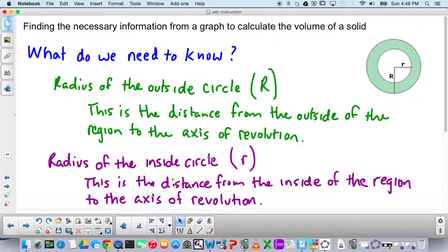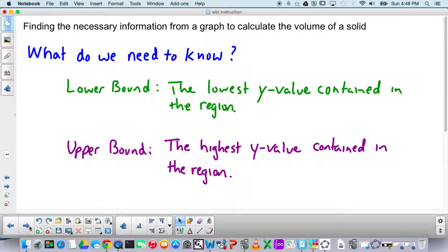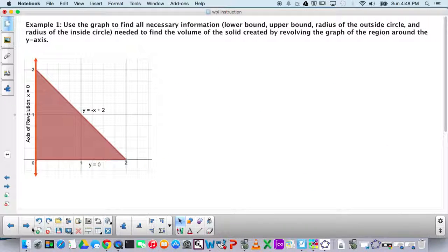And then the radius of the inside circle we'll still denote little r. It'll still be the distance from the inside of the region to the axis of revolution. But once again, we'll be measuring it horizontally, which means we're going to have to write our functions in terms of y to actually find out what those values are. So let's look at an example.